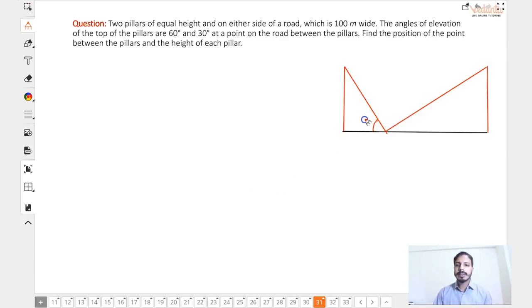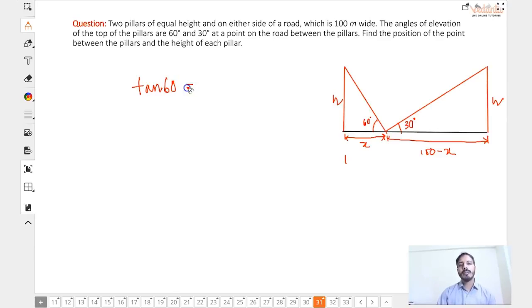So now say this is 60 and this is 30. Now they're asking what is this point x, say this length is x, and we know that the total length is 100 meters. So this length will be 100 minus x, right? And say the height is h and this height is also h, right? So now what is the relation of this smaller triangle? I can say that tan of 60, and what is tan of 60? Tan of 60 from here will be h by x, right?